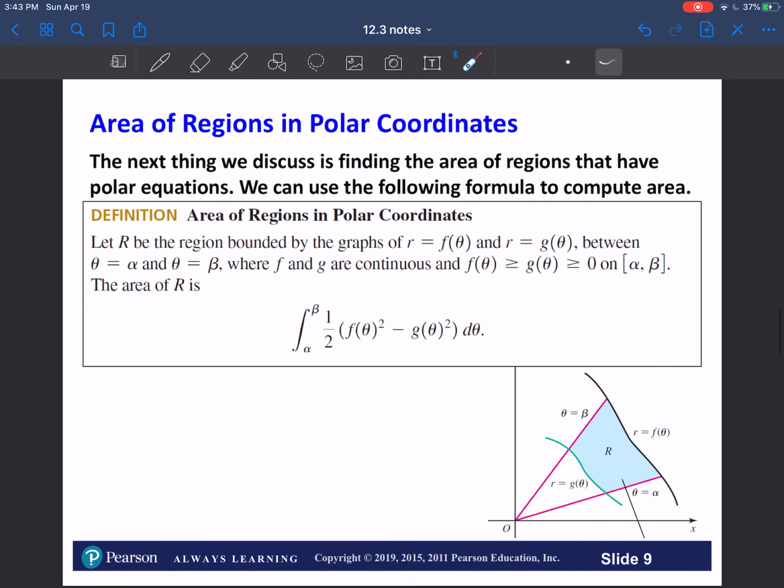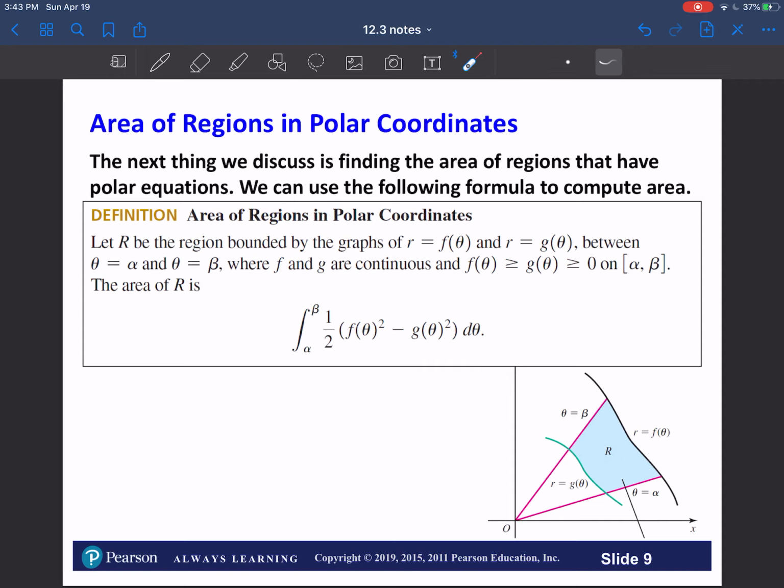We're now going to look at the area of regions in polar coordinates. So this brings us back all the way to about chapter 6, whenever we were talking about the area within regions of general Cartesian functions. Alright, so the definition is as follows.